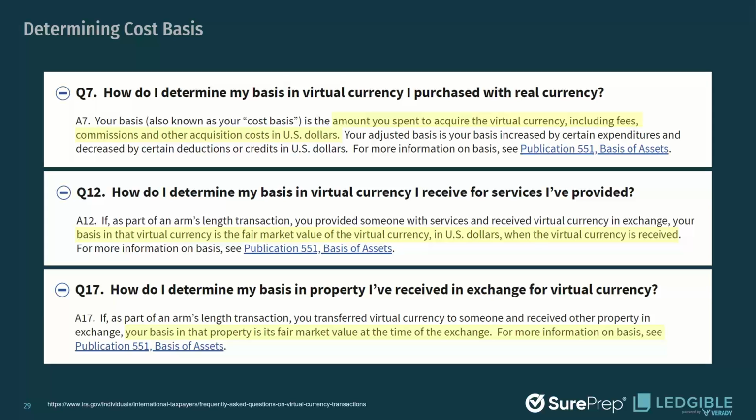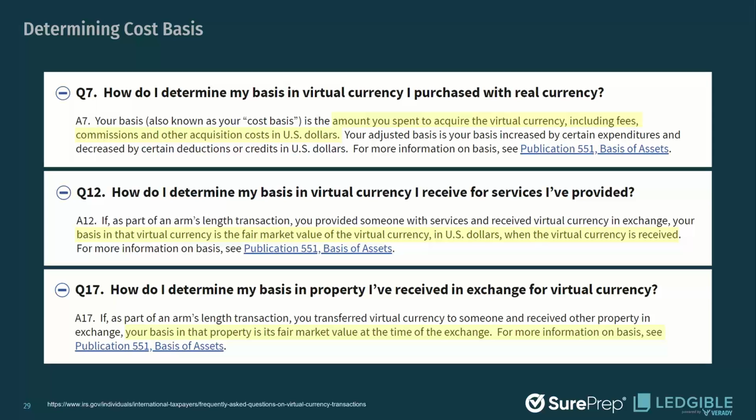Cost basis is really one of the biggest challenges that you're going to face as a preparer on the crypto side. The IRS has been pretty clear in a lot of their frequently asked questions that it's the amount that was spent to acquire the virtual currency, including any fees or commissions or other acquisition costs. And if you've received it in exchange for services or in exchange for property, it's based on the fair market value of the crypto at the time that it was acquired.